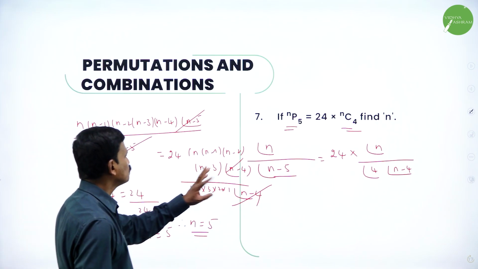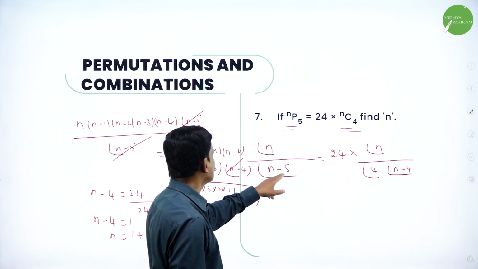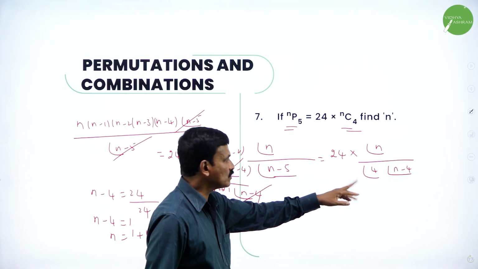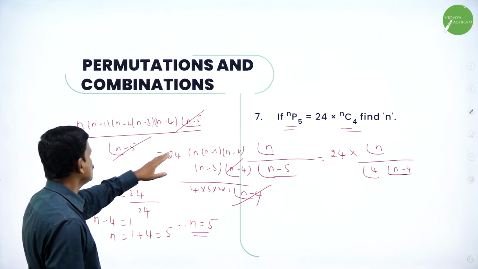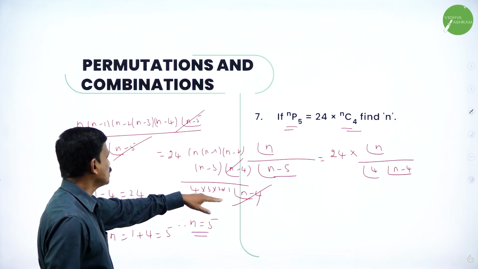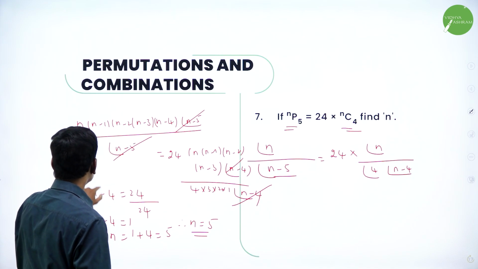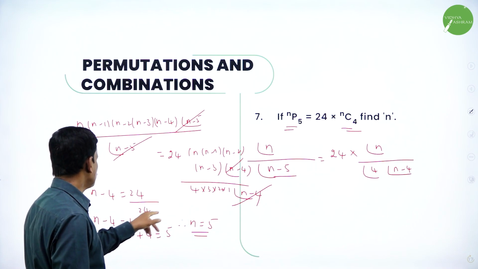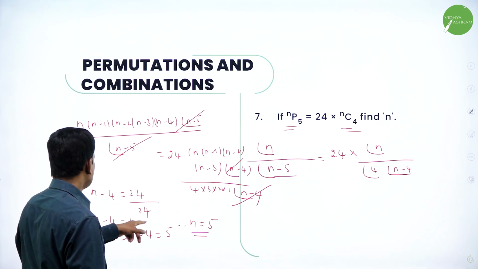Just substitute. NP5 is N factorial divided by N minus 5 factorial, which is 24 times NC5. Simplify: the factorials of N minus 5 and N minus 4 up to N minus 1, N minus 2, N minus 3 get cancelled. What is left in the left hand side is N minus 4 is equal to 24 divided by 24, because factorial 4 is 24. So, 24 by 24 is 1.